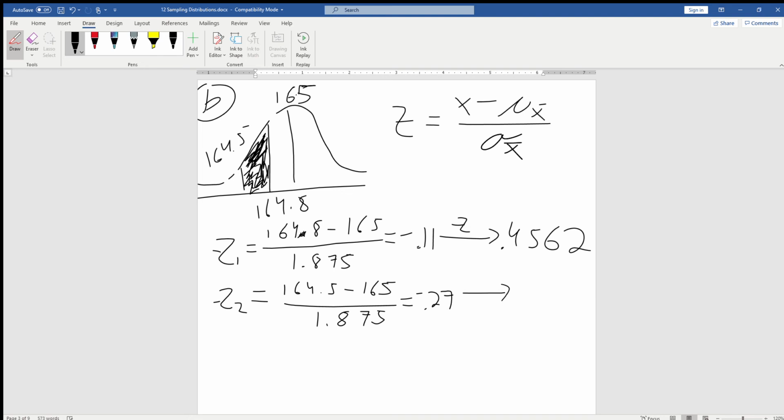I'm going to convert that using our z table. And if I do that, negative 0.27 should be 0.3936.